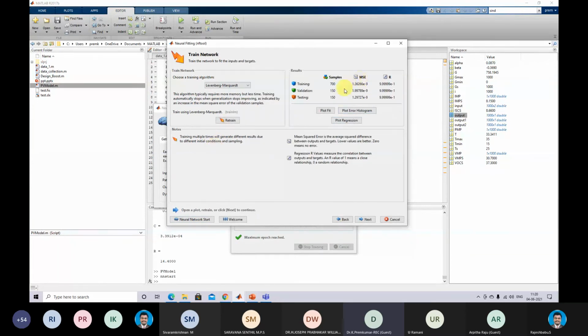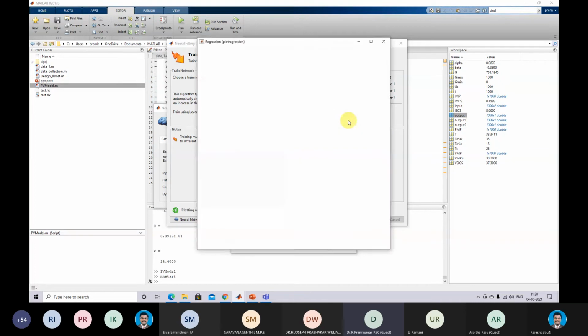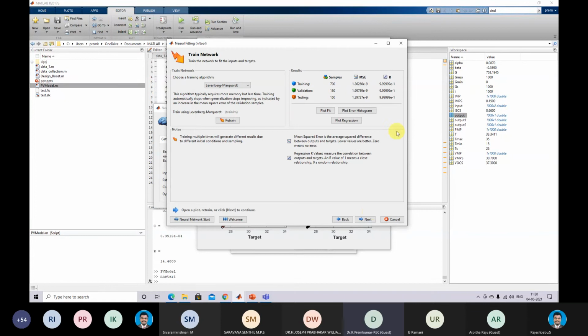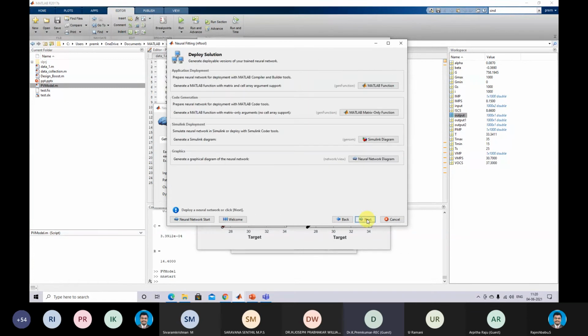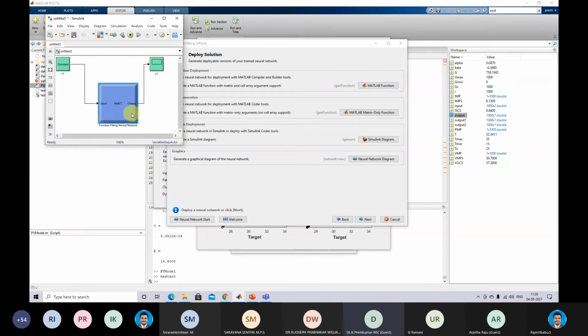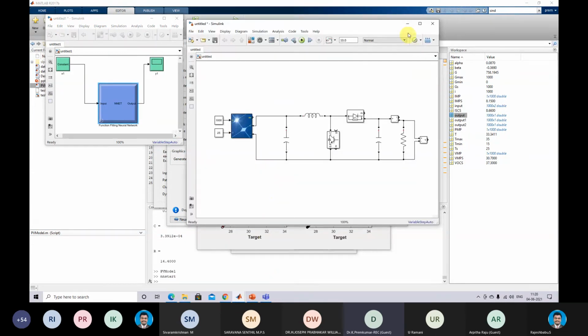After the training process, you will get the mean square error and regression value right here. Next you have to click plot regression. Now you can see that the value of R equals 1, so no problem. That means the target data is superimposed with the training data. So we go to the next process. I'm going to use the Simulink diagram with the trained neural network. This network is going to be used for implementing MPPT in the solar PV system.